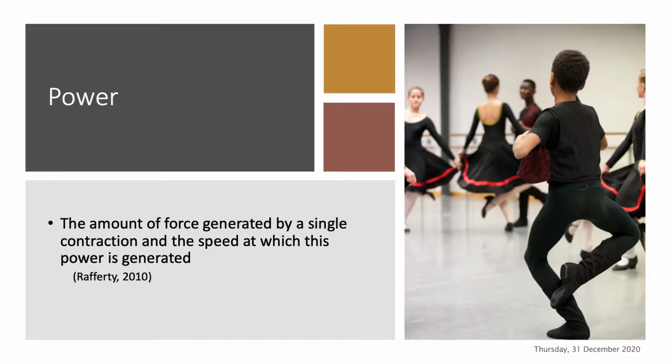So Rafferty states that power is the amount of force generated by a single contraction and the speed at which this force is generated. So when we're talking about power, it's very much like this. Let's just quickly go over. We're talking about power, we're talking about flexibility. Now flexibility is the mobility and the range of motion of a joint.